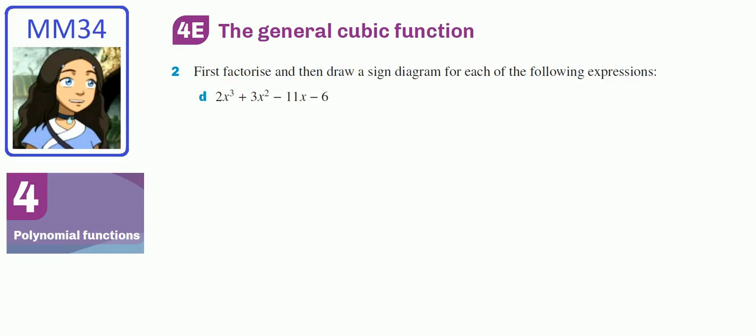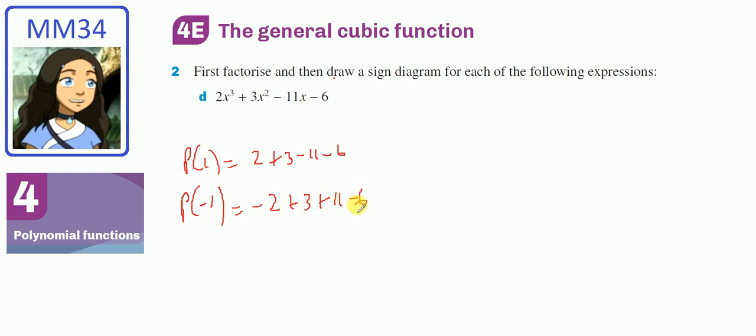Okay, so this question I need to factorise, then use the sign diagram. Don't need to draw it, okay. So to factorise, I'll try with p of 1. 2 plus 3 minus 11 minus 6, that's not going to work. And I don't think p of negative 1 will either. That will be minus 2 plus 3 plus 11 minus 6, no.